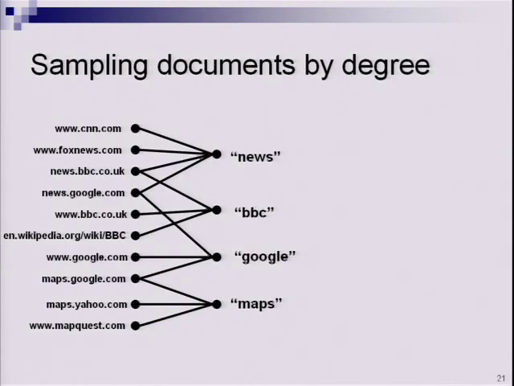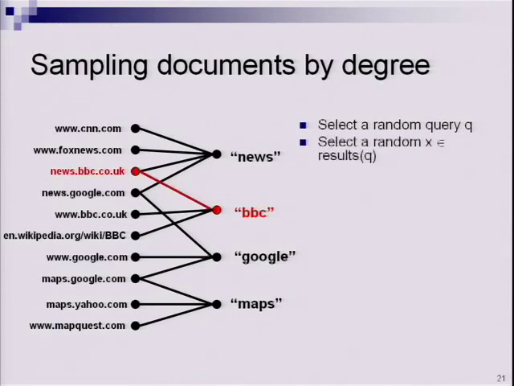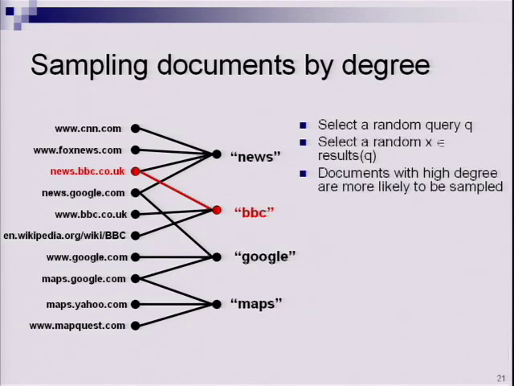OK. So let's see how we can sample documents, but now by their degree, not uniformly. Here is a naive way to do that. We just select a random query from our pool. We said this is an explicit pool. We have it, so we can select one of these queries at random. Suppose we selected BBC. We submit that query to the search engine, get back the results, and choose one of the results at random. Say in this case, we chose news.bbc.co.uk. It's very similar to the Bharat and Broder approach, by the way. And then you just output that as the sample.